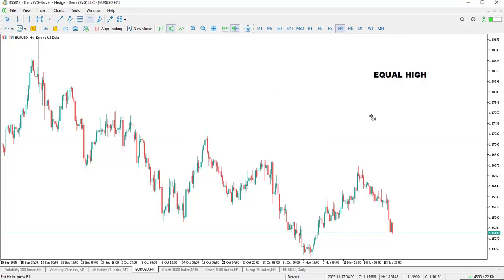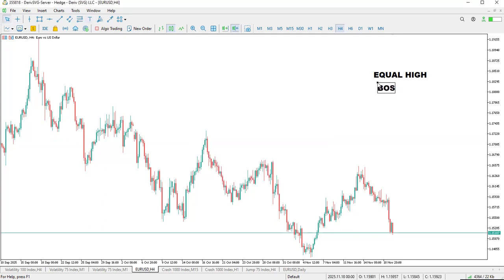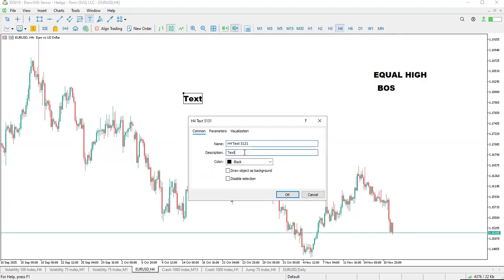The other thing that you need is your BOS, break of structure. Then you need your FTR, which is fail to return. Some people normally call it inducement. I normally call it fail to return, FTR.